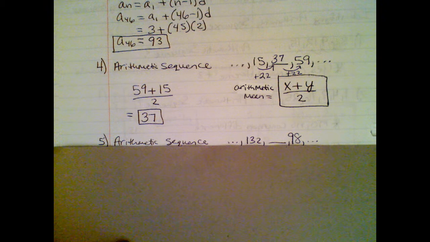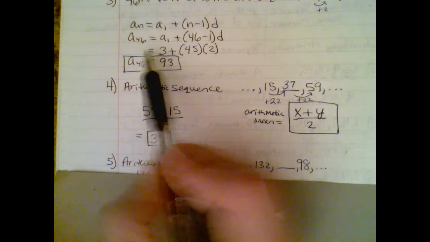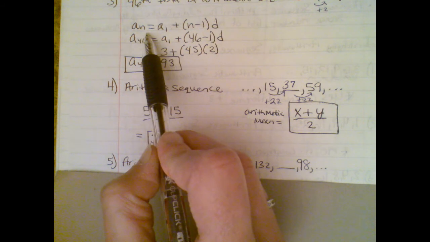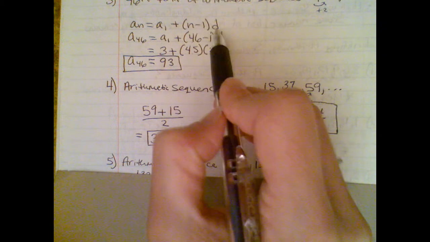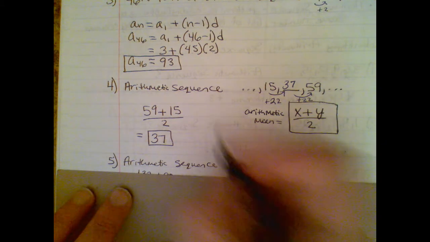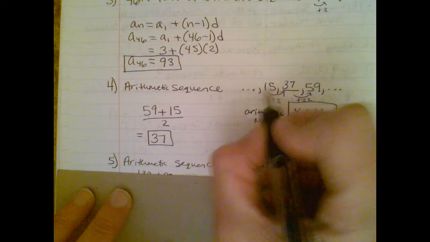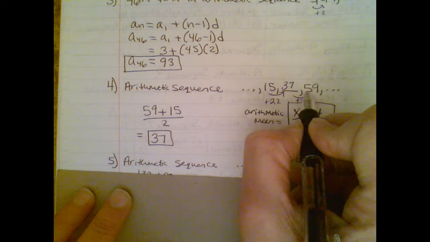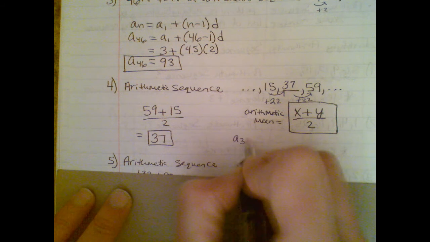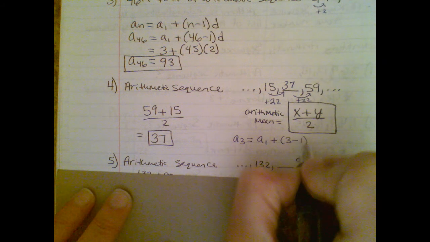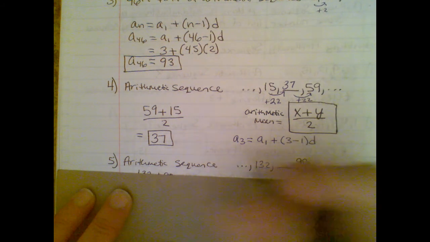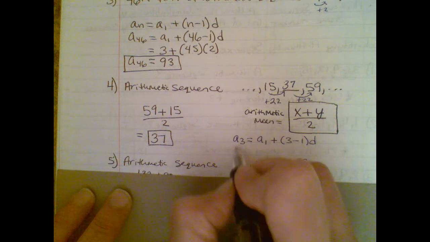The other way that we could have done this, we could have used this formula up here. That is perfectly fine. If you're going to use this formula, we're going to do it like number 2 that we did. Since we don't know our common difference, we would use that as our missing middle number. We pretend this is the first term, this is our third term. So we would do a sub 3 equals a sub 1 plus 3 minus 1 times d. And from here, our third term, we would plug in 59.